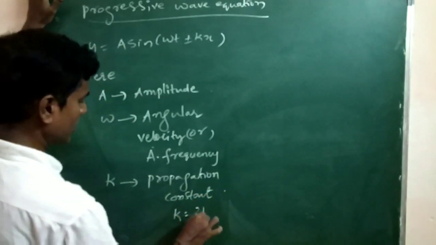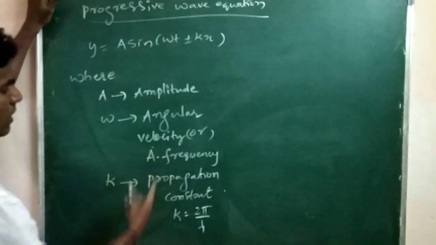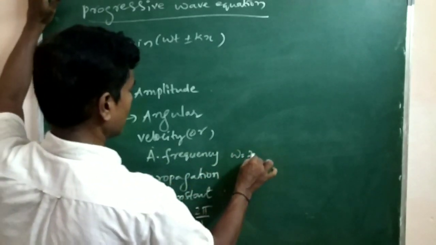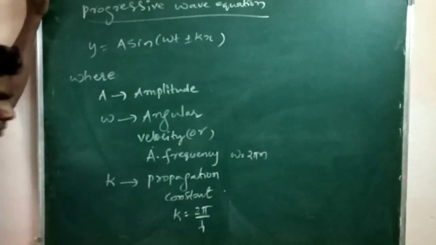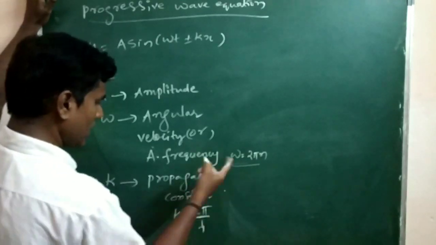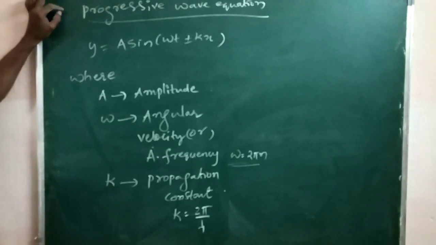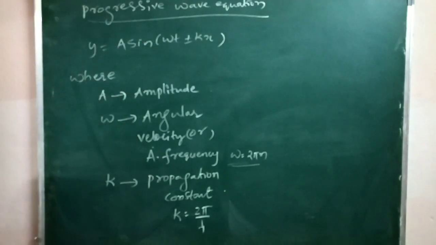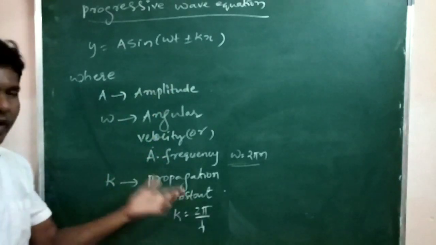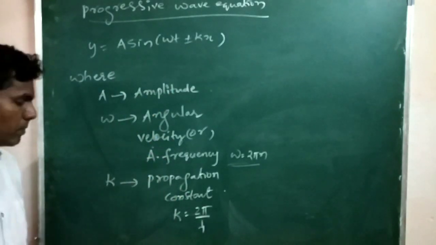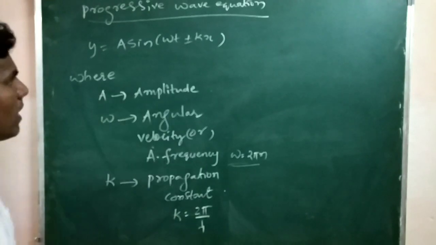K is equal to 2 pi by lambda. Here angular frequency omega is equal to 2 pi n. We know that already. These equations we mentioned in the previous class. So here omega is the angular velocity or angular frequency. K is the propagation constant or wave number. K is equal to 2 pi by lambda.